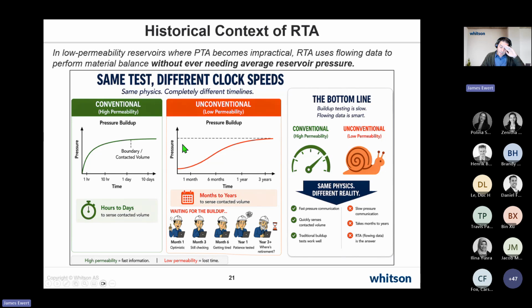Now, RTA became really popular, or increasingly popular, as we moved from a conventional world into an unconventional world. And this is all relating to something we would call material balance. In the conventional world, in order to understand how much was left in a vertical well, you would shut in the well and get your average reservoir pressure, and you could plot it and get a sense of what your contacted volume was.